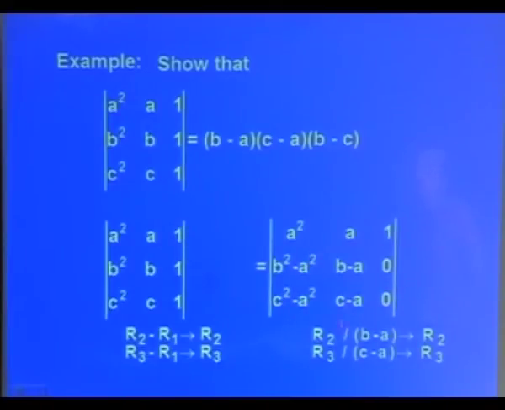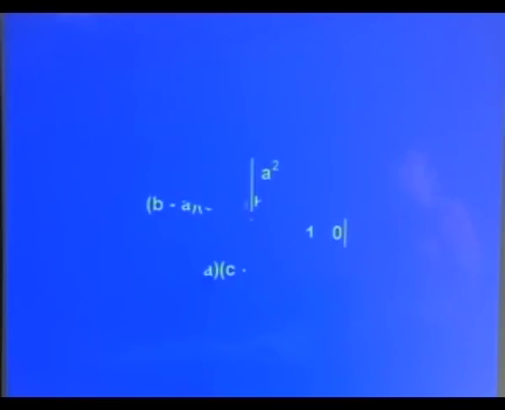Now, on this I apply further elementary operations. One can very easily see that b minus a can be taken outside from this row, and c minus a can be taken outside from this row. So, I say R2 divided by b minus a is R2, and R3 divided by c minus a is R3. If I apply these operations on this matrix, then b minus a into c minus a is taken outside.